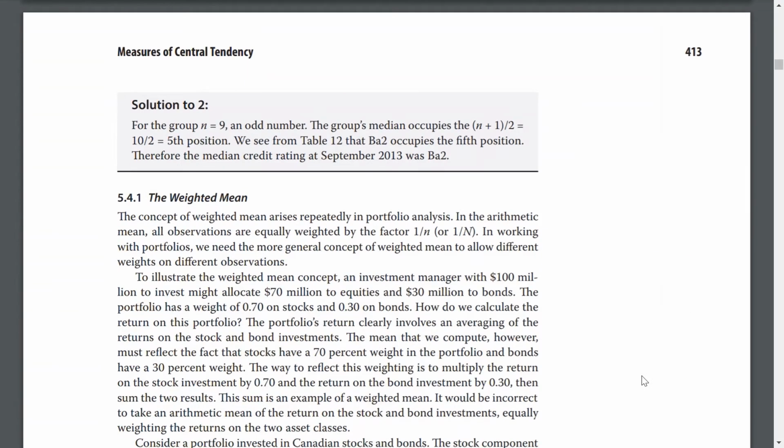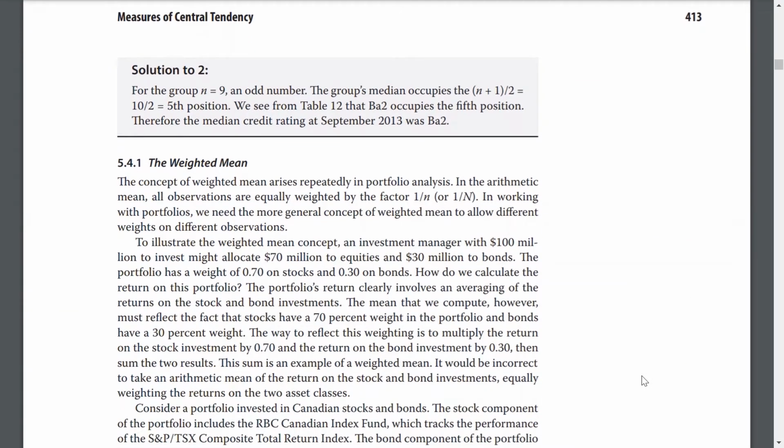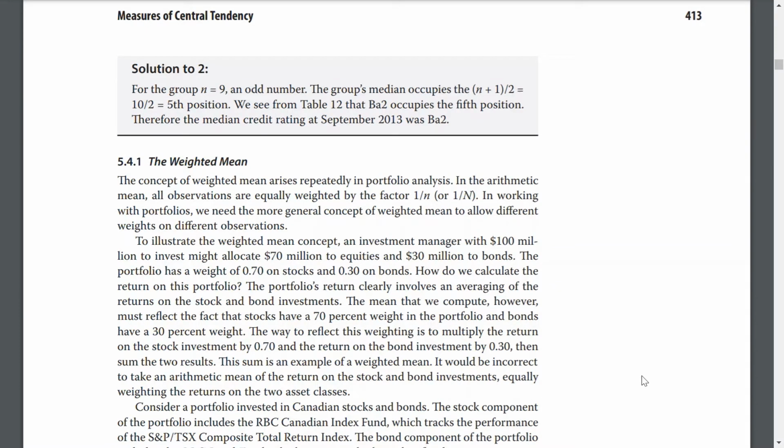Solution for 2. For the group, n equals 9, an odd number, so the group's median occupies the (n plus 1) divided by 2 position, which is 10 divided by 2, which is the 5th position. We see from Table 12 that BA2 occupies the 5th position. Therefore, the median credit rating as of September 2013 was BA2.